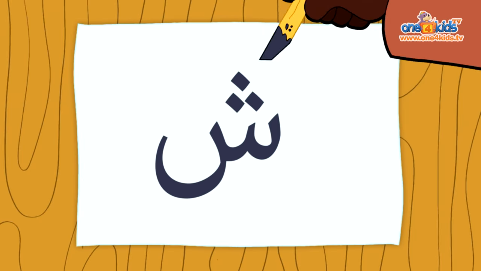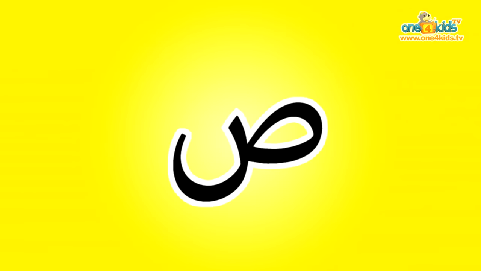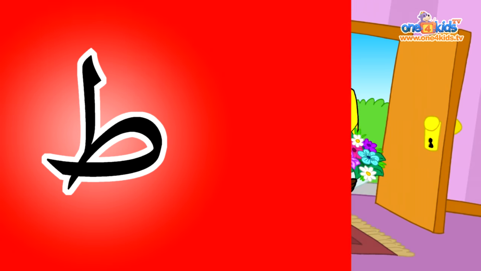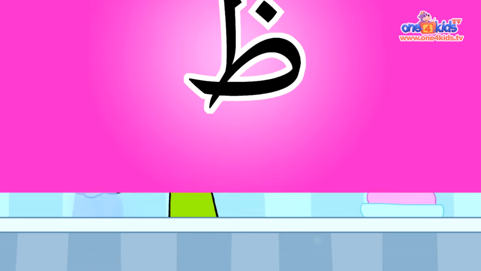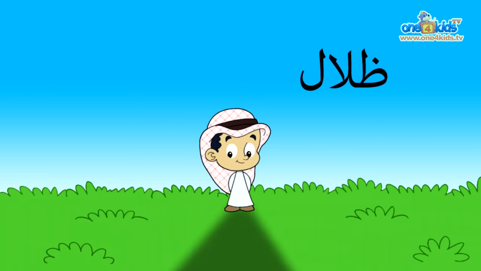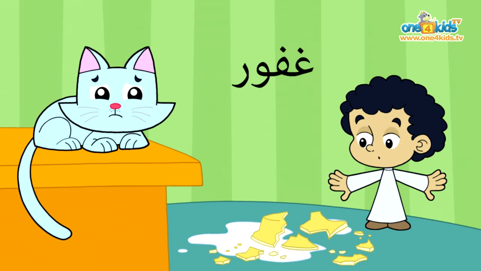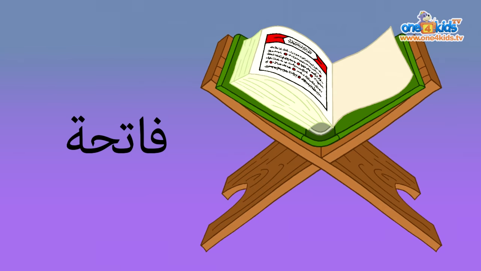Sheen is for Shams, and Sad is for Sawt. Dad is for Dayf, and Ta for Tahara. Tha is for Dhilal, Ain is for Ibadah. Ghain is for Ghafur, and Fa is for Fatiha.